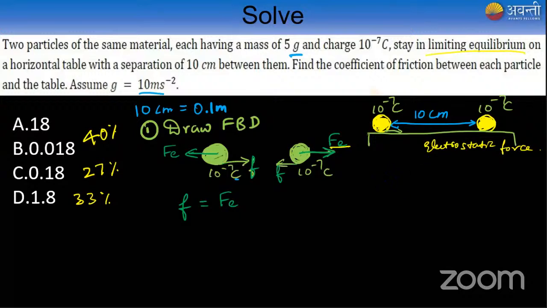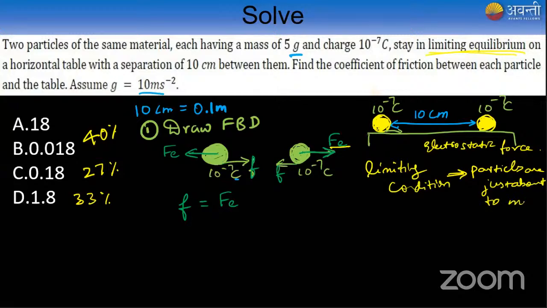So what happens in limiting condition? They have given the limiting equilibrium condition. In limiting condition, particles are just about to move. What is limiting condition? Limiting condition means the particles are just about to move. At that moment, whatever condition I get is the limiting equilibrium condition.